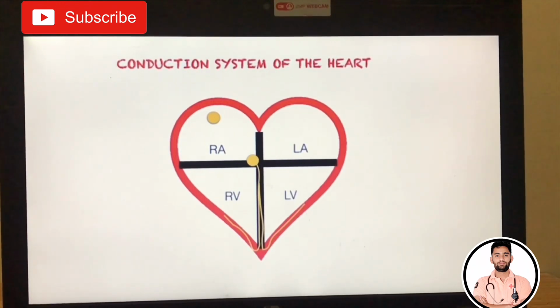The conduction system of the heart is pretty much the special cardiac cells right here that are responsible for conducting signals that cause the heart to contract. The first cell is called the SA node, or the sinoatrial node. By its name, sinoatrial, this cell is found within the right atrium of the heart. It is also known as the natural pacemaker of the heart, because this is where the conduction begins.